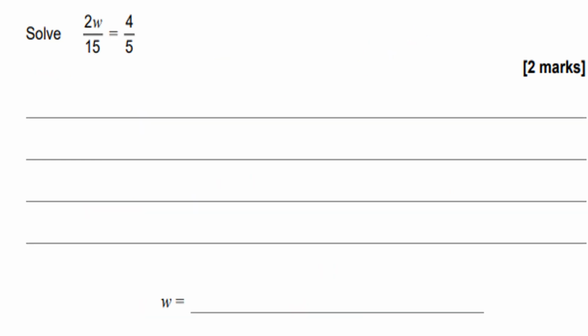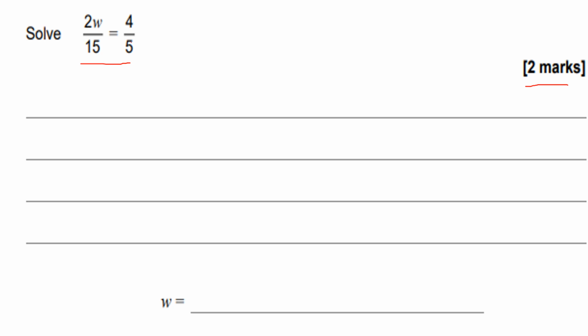Okay, so solving an equation. Solving a linear equation involving a number of steps. Again, it's worth 2 marks. In this case it's like a 2-step equation. Now, solve 2w over 15 equals 4/5. There's multiple ways of doing this, guys, but I'm going to do it by cross multiplication.